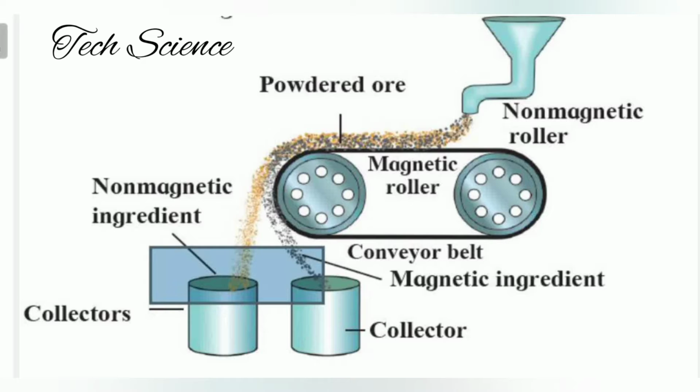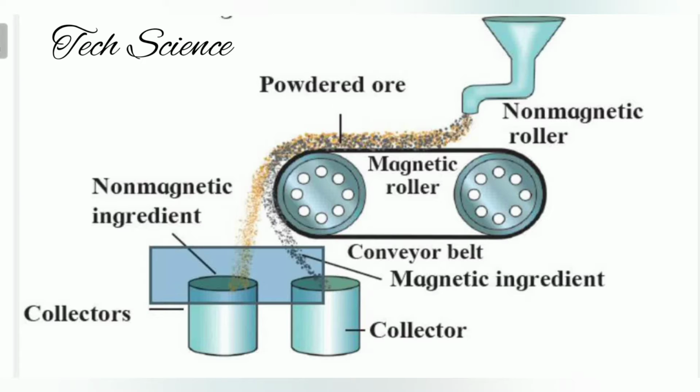In metallurgy, for the extraction of the metal, the first step is called concentration of ore. Now the question is, what is the meaning of concentration of ore? It means that you have to separate the gangue particles from the main ore. This is the purpose behind the concentration of ore.